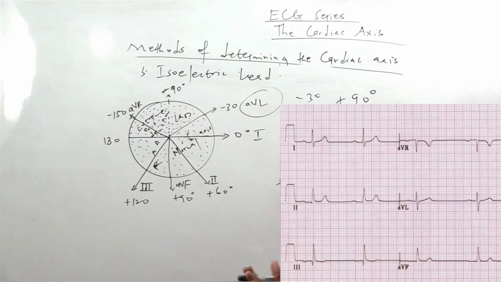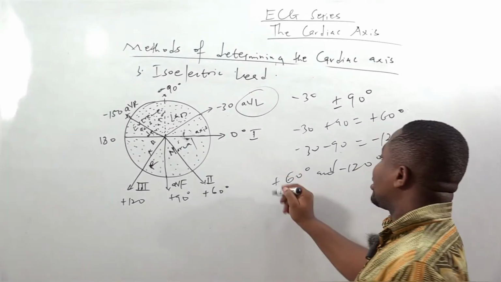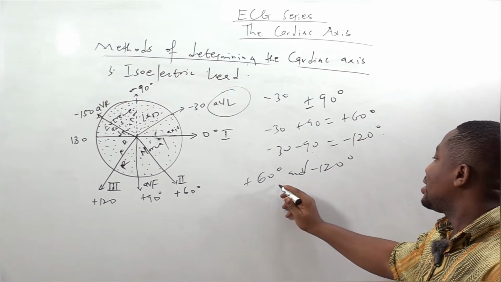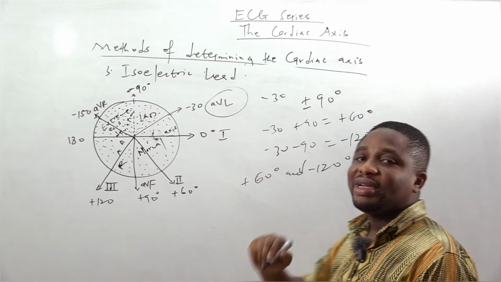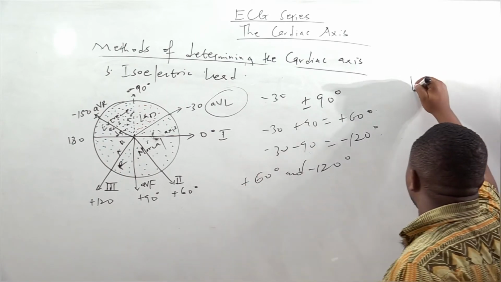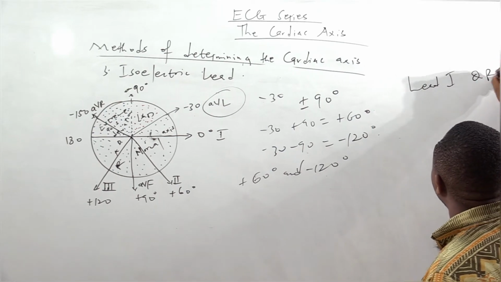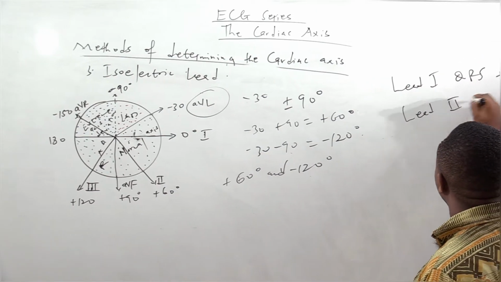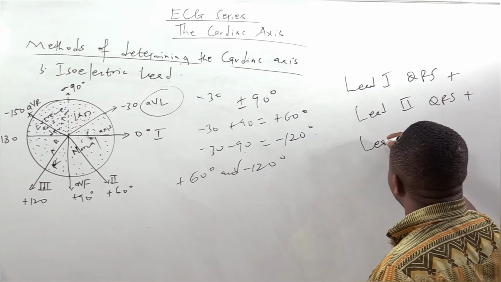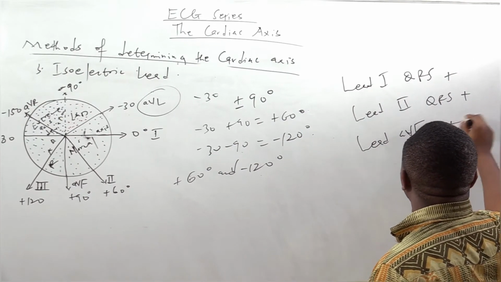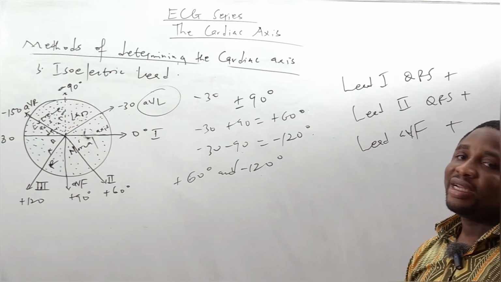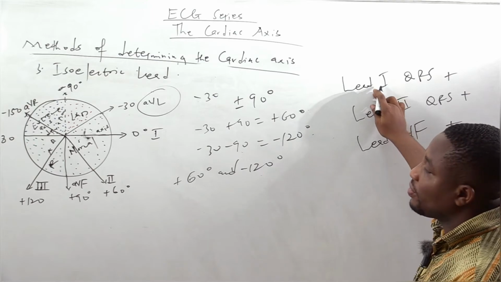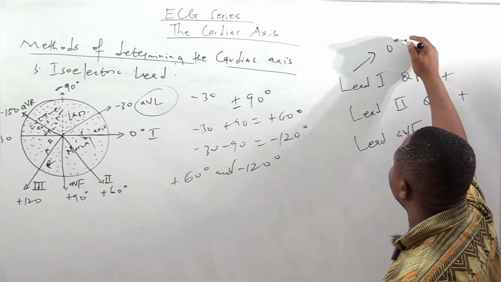That is if we should draw, which we will do right now. Okay, so let's have a look at that. I hope you've studied the ECG graph. So we know that the cardiac axis is supposed to fall between plus 60 and minus 120. And from the ECG, we realize that in lead 1 the QRS is positive, lead 2 the QRS is positive, lead AVF the QRS is positive. That's what we realize. Where is the direction of lead 1? Definitely it's 0 degrees.